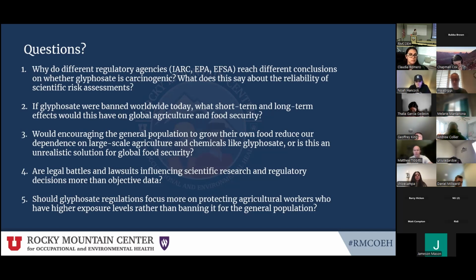Third, would encouraging the general population to grow their own food reduce our dependence on large-scale agriculture and chemicals like glyphosate? Or is that an unrealistic solution for global food security? What do you think? I think it'd be sweet to live on a farm and grow your own food and have animals, but I know that it's not very viable for most people because you have to work to make money, and it's not like everybody's going to drop everything and just become a farmer. Or have the land to become a farmer?